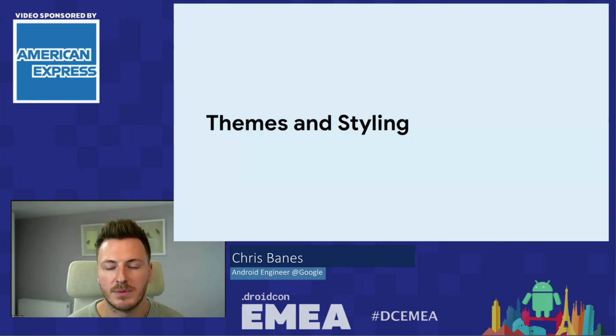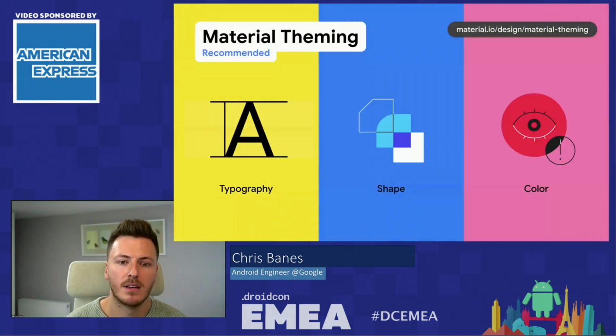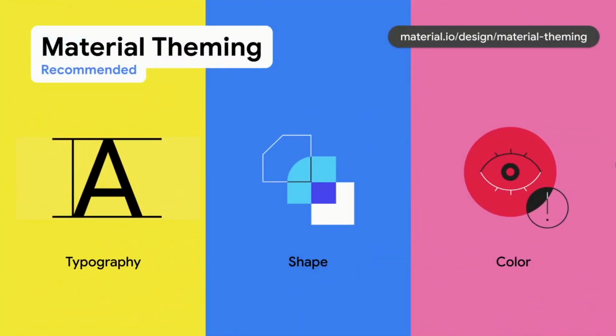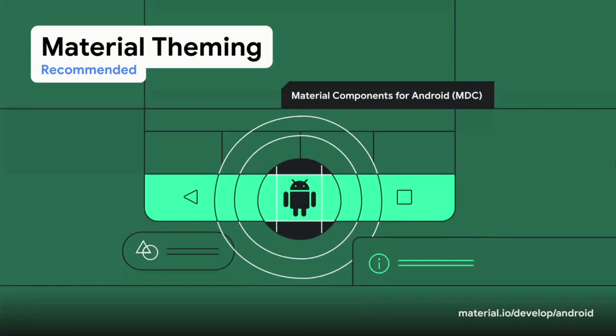Next up, we're going to talk about themes and styling. So one of the key pieces of guidance we recommended over the past kind of couple of years really was to lean in and use the material theming system as much as possible. So its 3 key pillars of typography, shape, and color are a great way to systematize your theme and give it some structure. And then for implementation, you would typically use the material components for Android library, which I'll refer to as MDC from now on, because that's quite long to say.